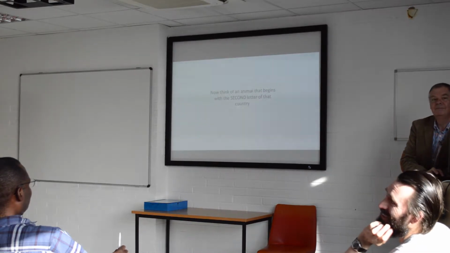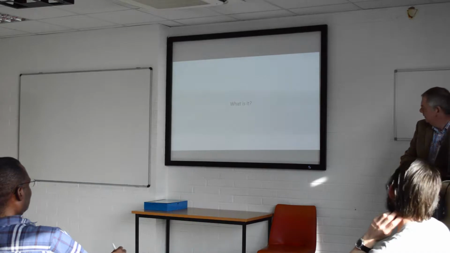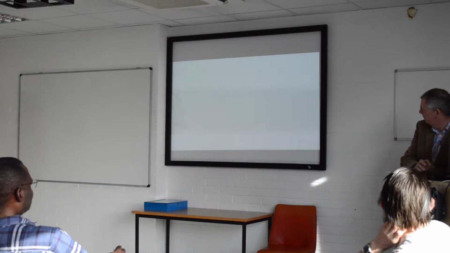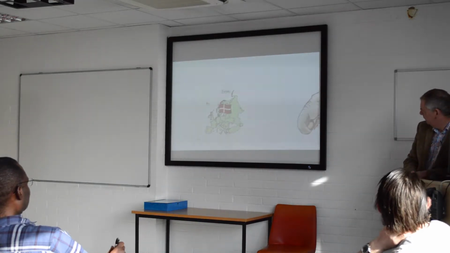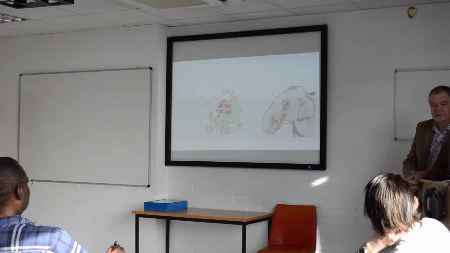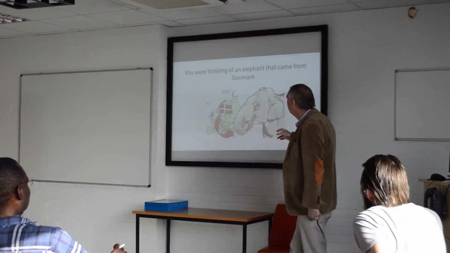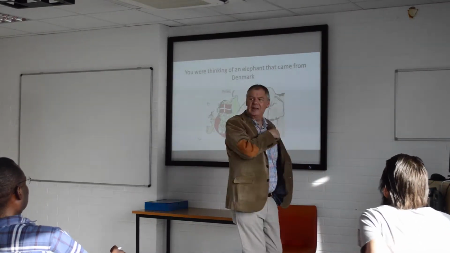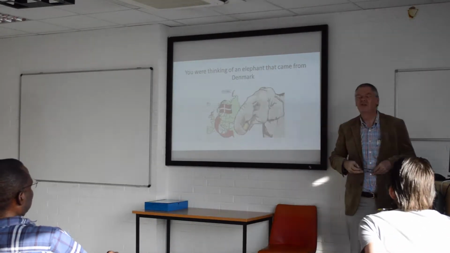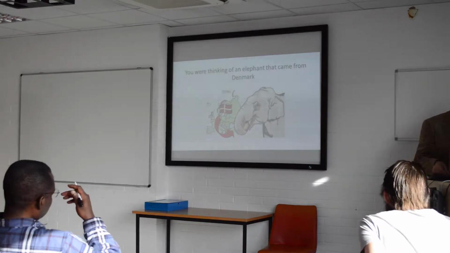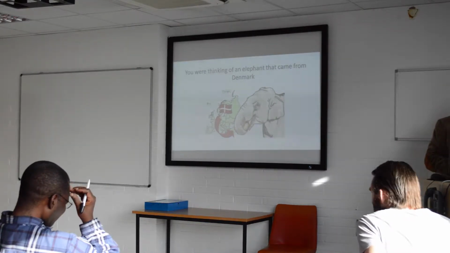Oh, we have the same animal, all of us. Well, what is it? Let's have a look. It's an elephant. I had an eel. But I can't explain it. You've heard it before. You were thinking of an elephant that came from Denmark, anybody? Yeah. 1 or 2 people got that. Okay, that's not bad. It's the kind of thing that you would expect.